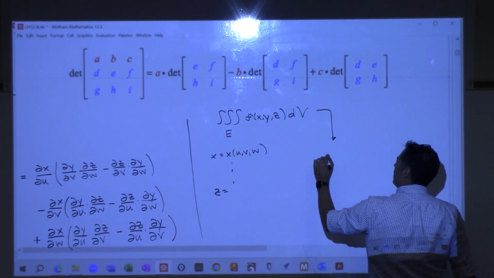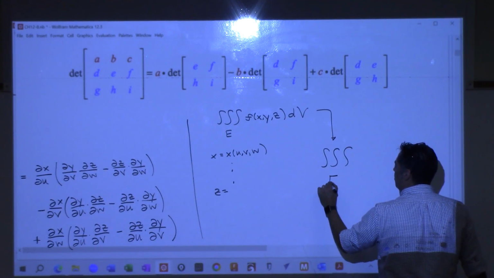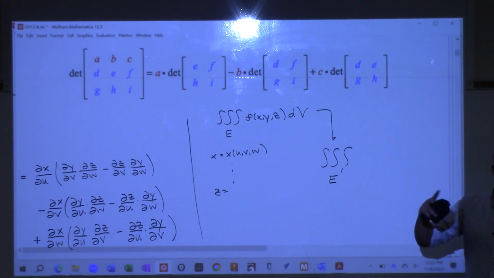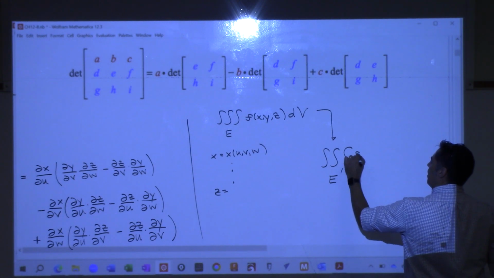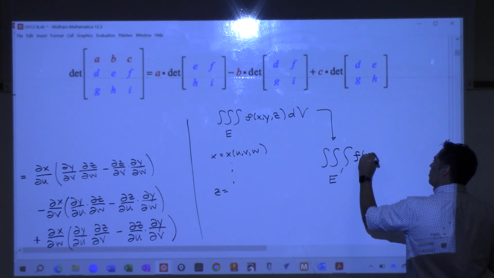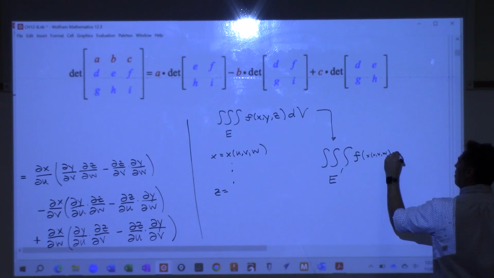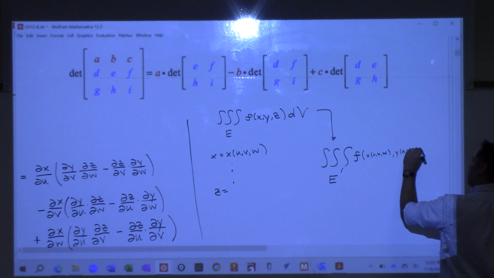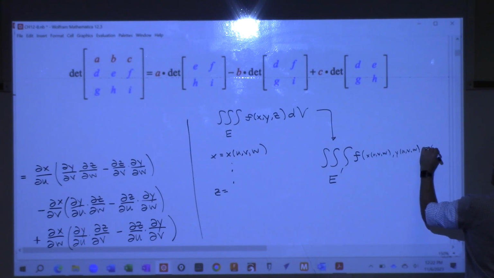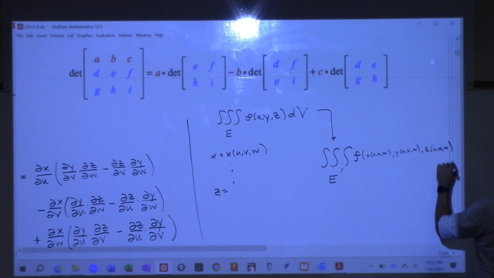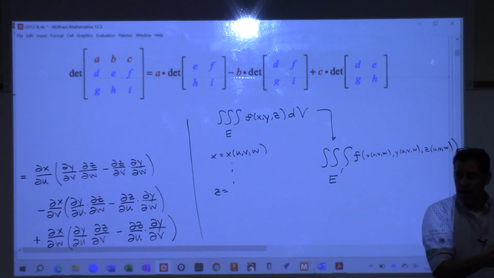Then my new integral is going to become a triple integral over, I can't call it E. Let me call it E prime, because it's different than E, right? It looks different in this new space. And then I will have f, but evaluated at x of u, v, w. And then my y is evaluated at y of u, v, w. My z is evaluated at z of u, v, w. So I'm switching all of my x's, y's, and z's in here.